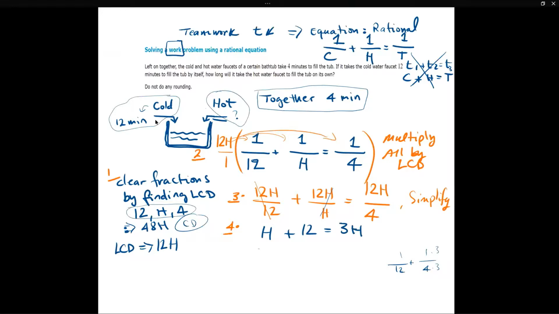All right, so we subtract H from both sides. And we get 12 equal to 2H. Then we divide by 2 on both sides. And we get H to be 6. And whatever it's talking about, if it's minutes, then it's minutes. If it's hours, then it's hours. We're consistent here because this is minutes and this is minutes, right? So this is 6 minutes.